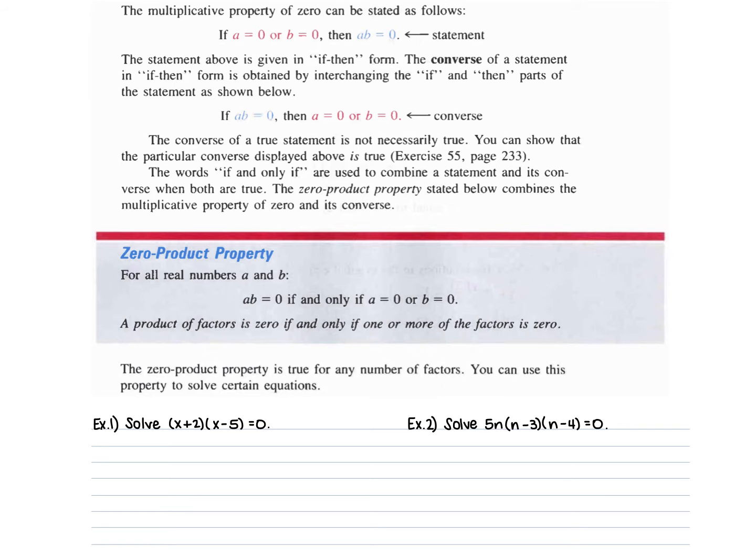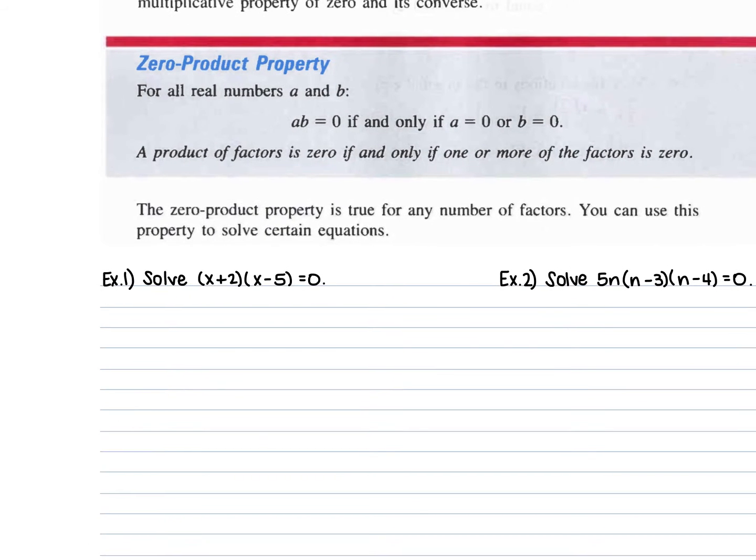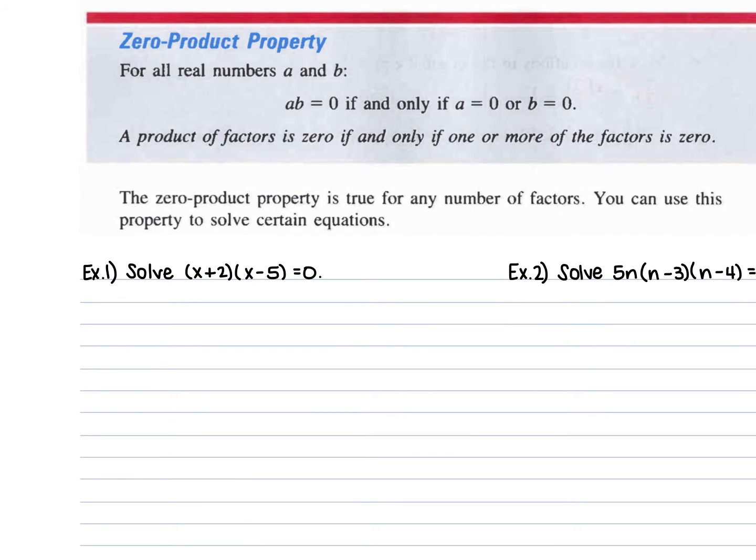If we look at the first set of examples, these are factored for us. So the only thing we have to do once our equation is factored completely is to set each part equal to 0. So if we look at example 1, we have x plus 2 times x minus 5 is equal to 0. Each part is going to be set equal to 0, and you're going to solve for both. So we're going to have x plus 2 is equal to 0, and x minus 5 is equal to 0.